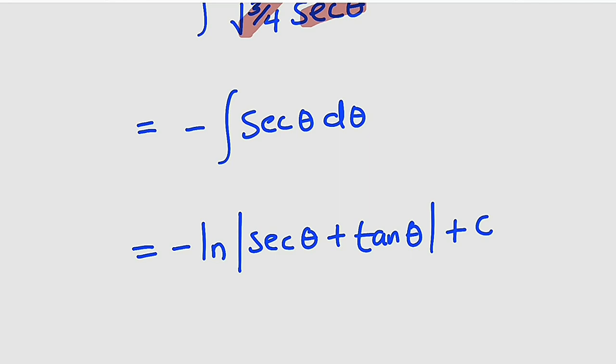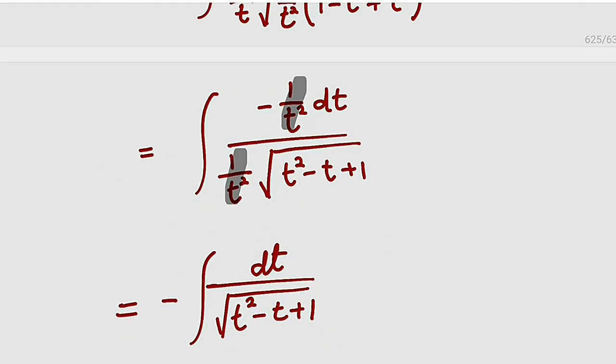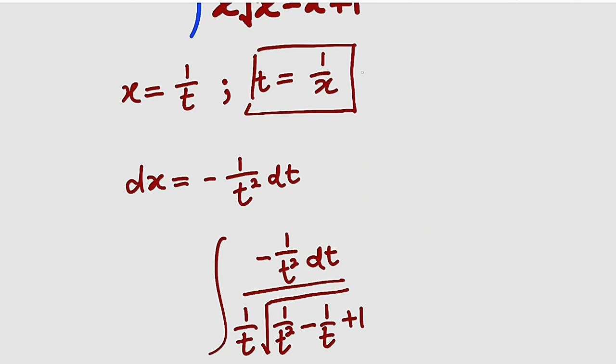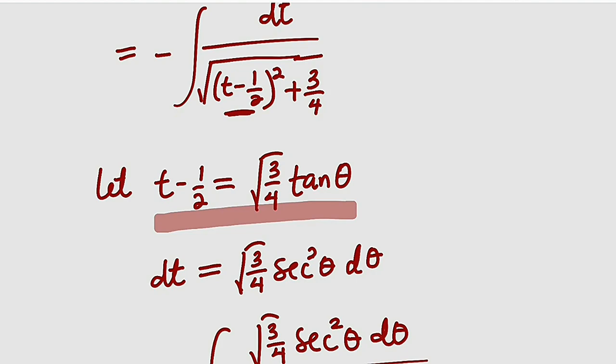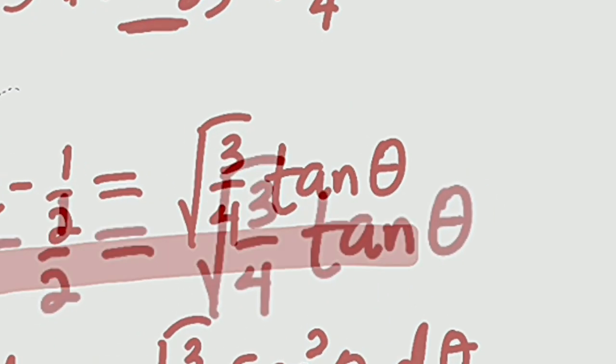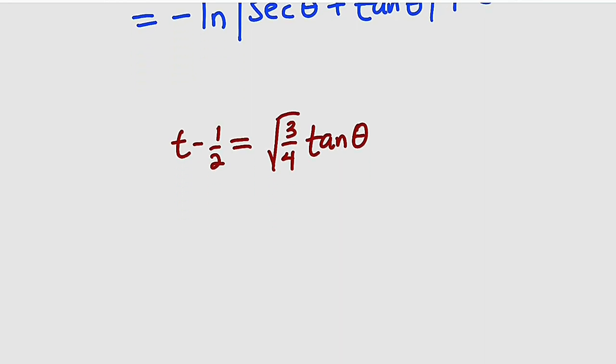But remember that our main function was in terms of x, not in terms of theta. So we have to back substitute. All right, coming back here, t minus 1 divided by 2 is equal to the square root of 3 divided by 4 tan theta. I remember that t is 1 over x, right? From here, let me see. Yeah, you can see it. T is 1 over x. So let me just copy this one and replace t with 1 divided by x.